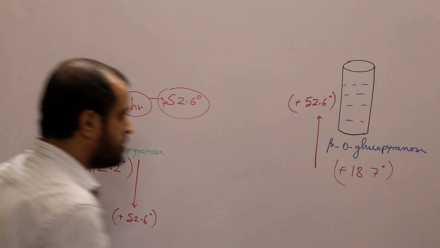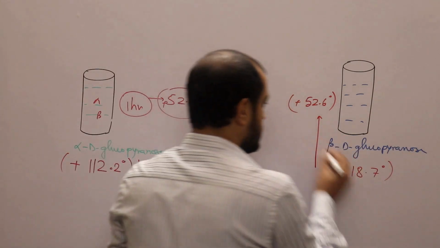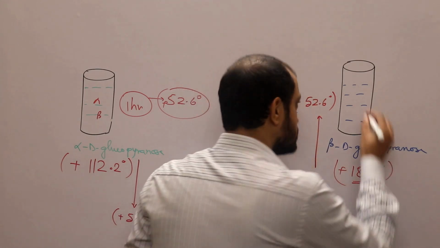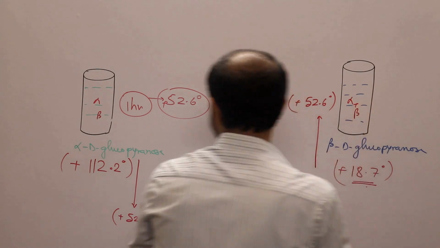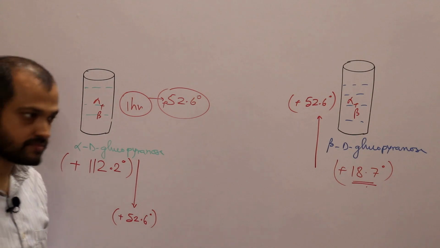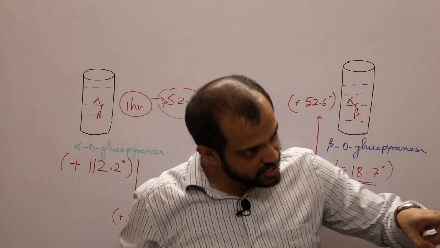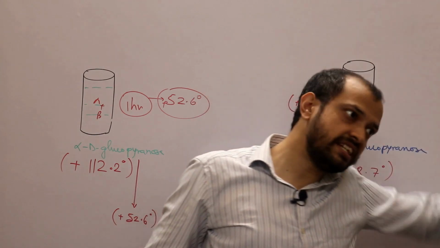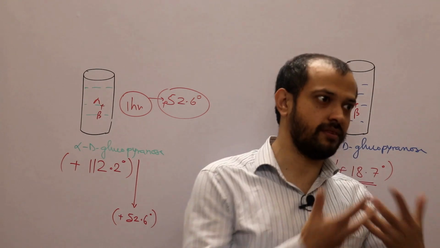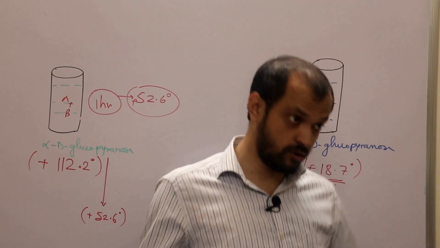Now listen. Suppose you have created a pure sample of beta D-glucopyranose, but from 18.7 degrees it has risen up to 52.6. That means again here is a mixture of alpha and beta both. Clear? That means some alpha is always getting converted into beta, and some beta is always getting converted into alpha. In many textbooks it is written that you cannot tell how much alpha is converted into beta or how much beta is converted into alpha. Obviously it's wrong. You can calculate it.